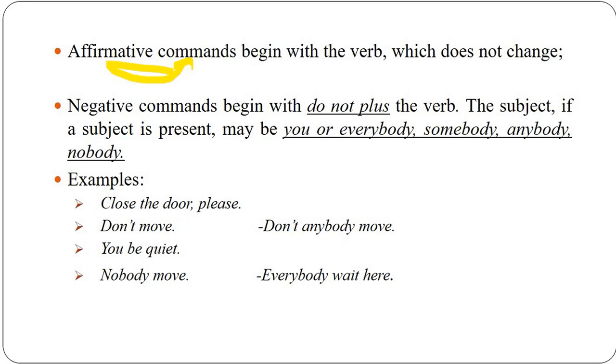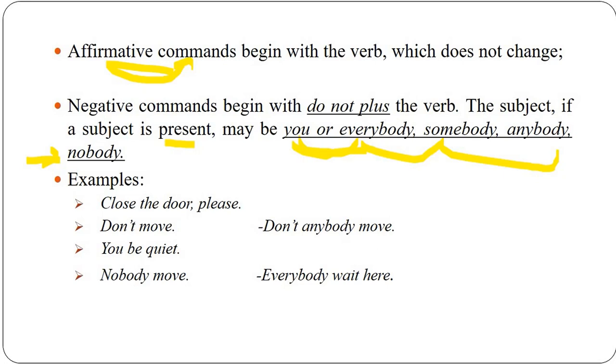negative commands begin with do not plus the verb, infinitive verb, and the subject, if a subject is present, may be you or somebody, or like everybody, anybody, or any of them, or sometimes they might be nobody. Yani emir cümlelerinde özne kullanmıyoruz ama kullanırsak da şunlardan birisi olabilir diye örneklendirelim.